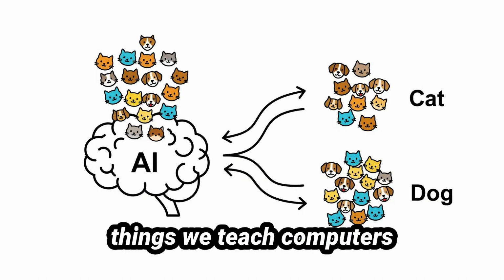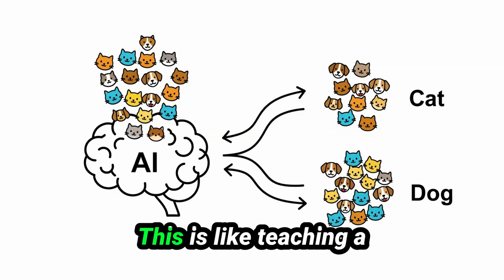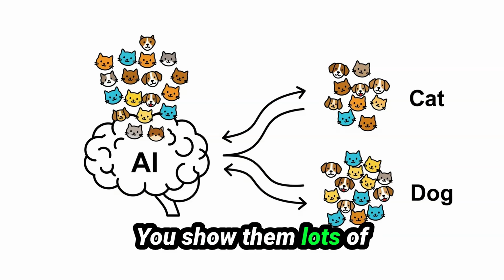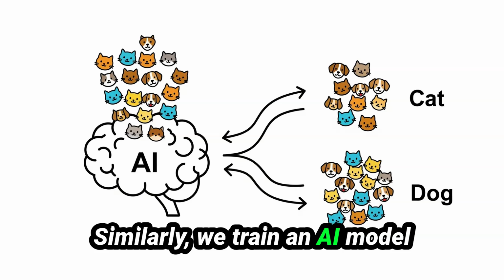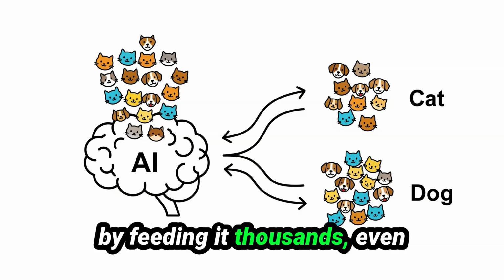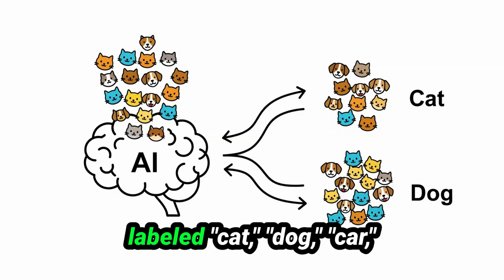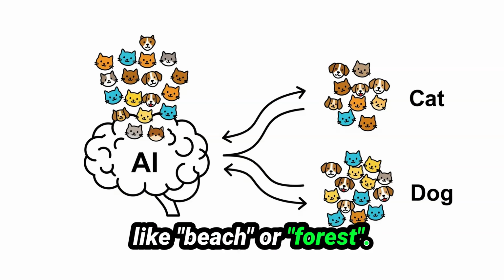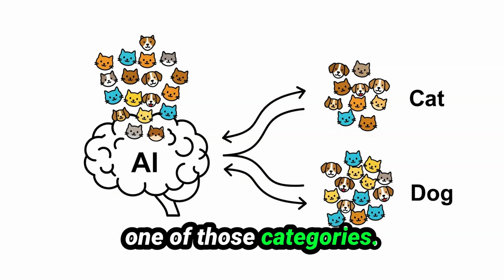One of the most basic things we teach computers in computer vision is image classification. This is like teaching a toddler the difference between a cat and a dog. You show them lots of pictures and say cat or dog. Eventually, they learn. Similarly, we train an AI model by feeding it thousands, even millions of labeled images. For example, images labeled cat, dog, car, or even types of scenes like beach or forest. Then, when it sees a new image, it can classify it into one of those categories.